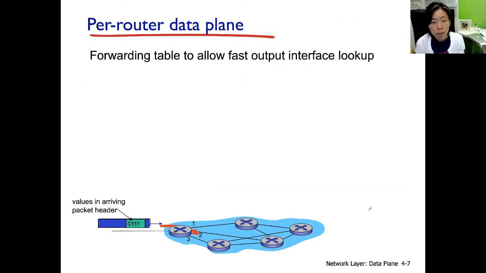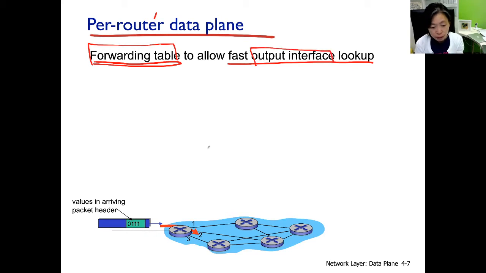So let's talk a bit more about the data plane. So this is the forwarding part. So this is the part implementing the per router action. Okay? And it's very simple, very fast. Okay? All that is done is, the packet comes in, the router looks at the specific packet header field and matches it to an entry in the forwarding table. Okay, so this is called the fast output interface lookup. Okay, once we get a match, we also get the outgoing interface.